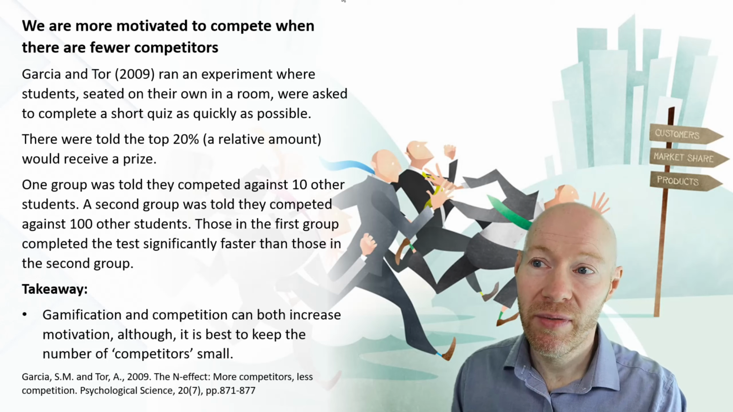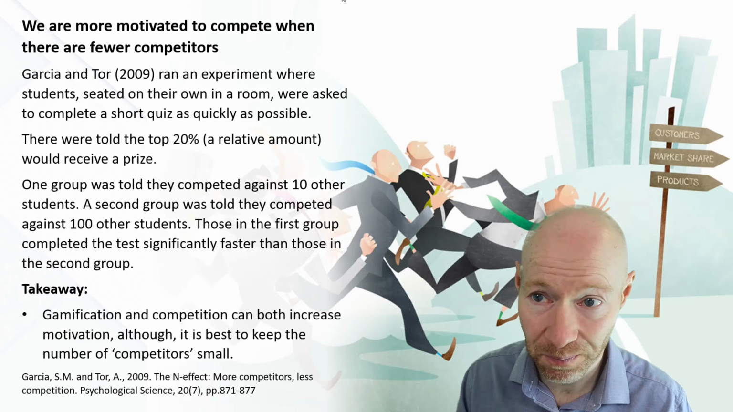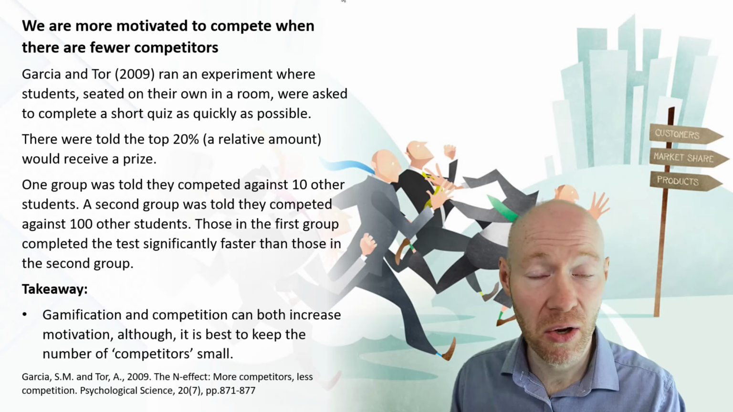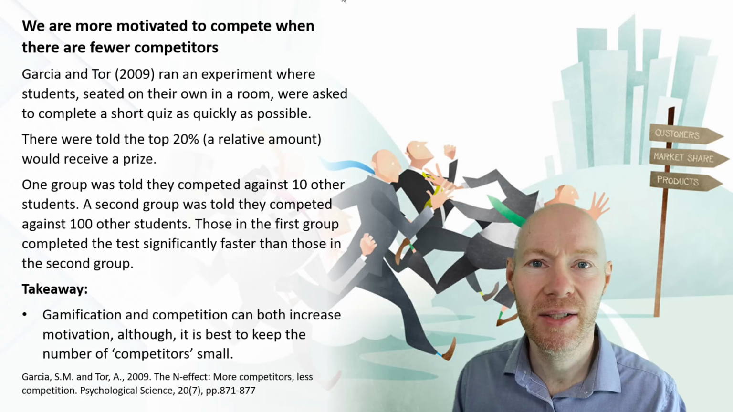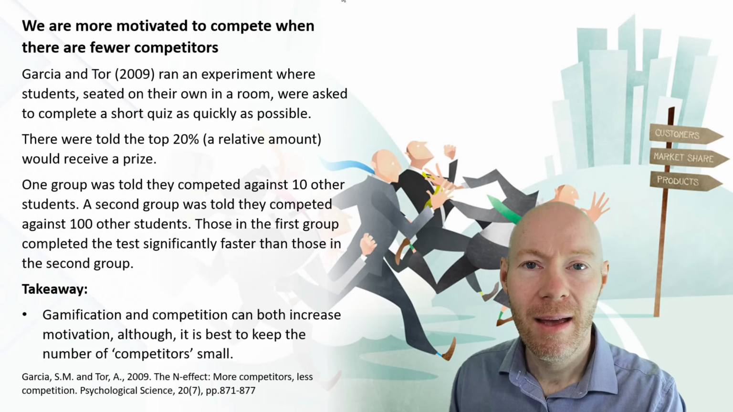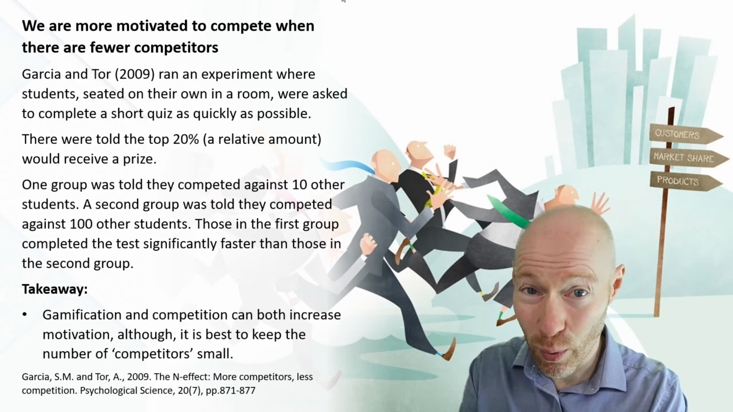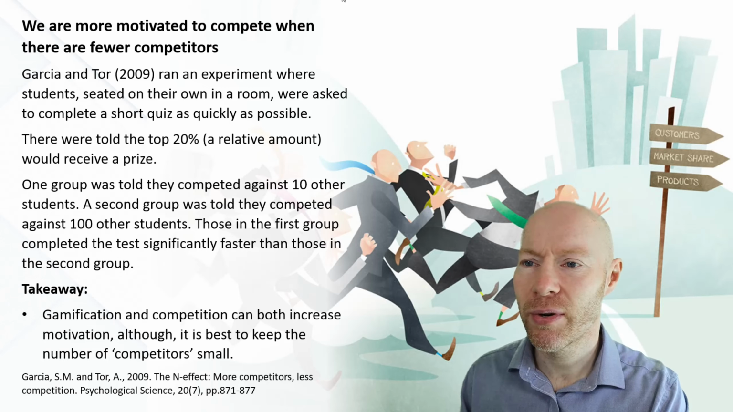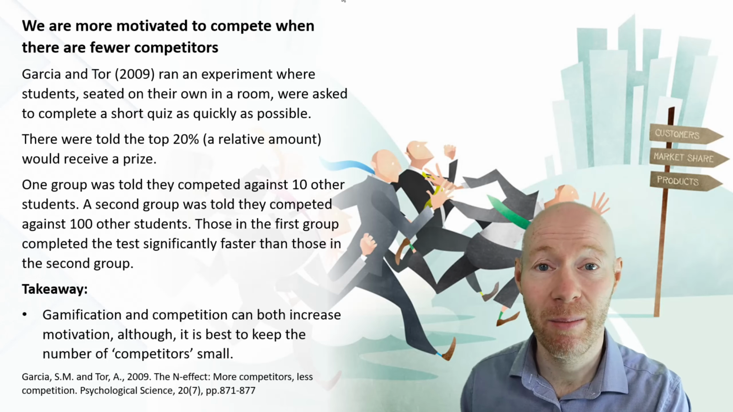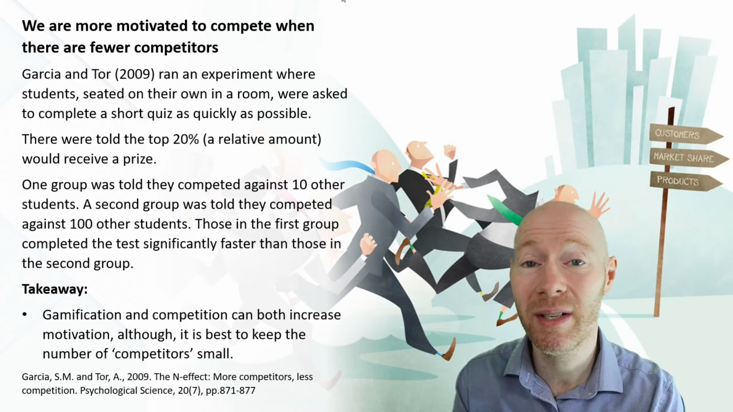So we are motivated to compete if there are fewer competitors. This is quite an interesting experiment done by Garcia and Tor, where they had students sitting in a room on their own, so they couldn't see any other participants. They were given a short quiz, and they were told, complete this quiz as quickly as you can. And they were also informed that the top 20% of people, and we note here 20% is a relative number. So if there are 20 other people taking part, then that's 4 students as the top 20%. And if there are 100 people taking part, then it's the top 20 students.